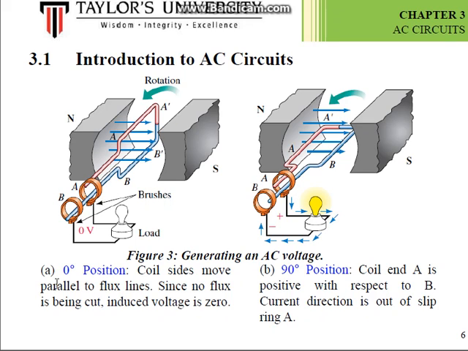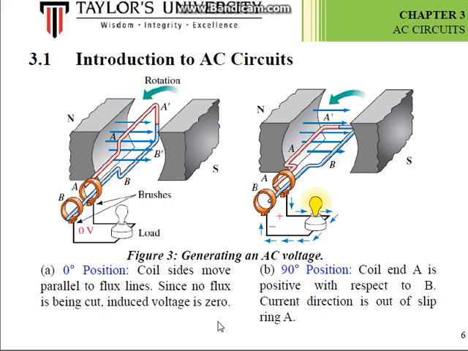So for example, this particular position over here is where it's at 0 degree position. It basically says that the coil side is moving parallel to the flux line. The criterion for AC voltage to be generated is that you have to have the flux line being cut. Now in this case it's parallel, therefore the induced voltage will be 0, which means there's no reaction at all.